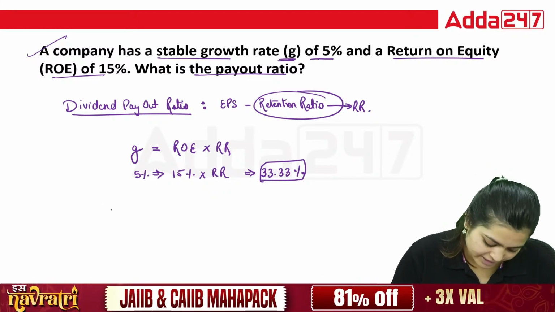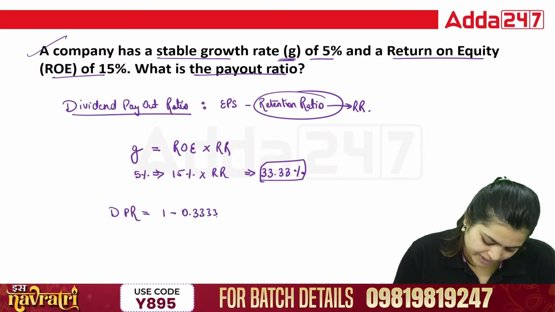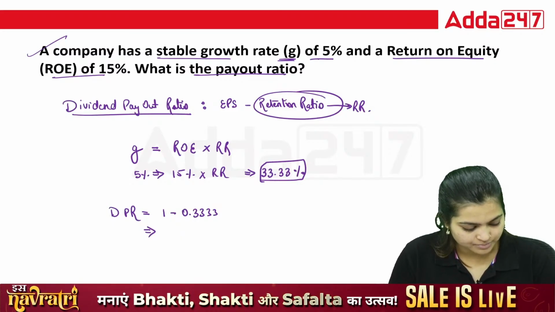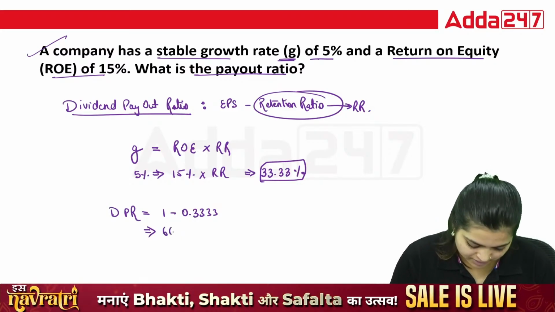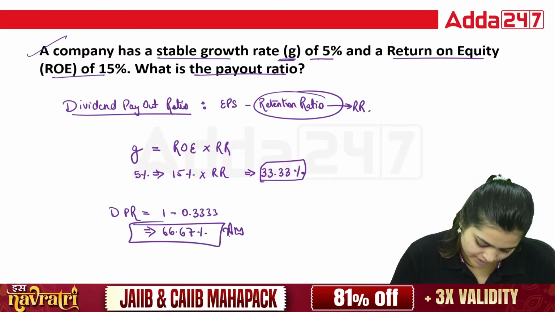Now, as I know, dividend payout ratio is going to be 1 minus 0.3333. That is your 66.67%. This is your correct answer.